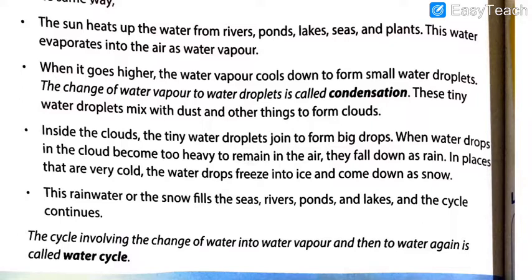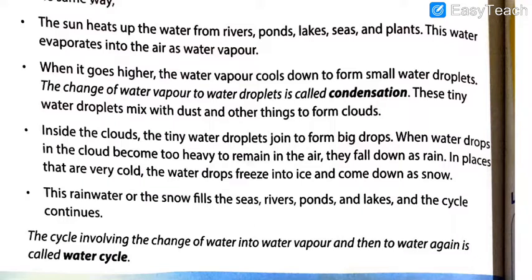So these tiny water droplets mix with the dust and other things to form the clouds. So you can see the clouds of white and pale white color. Why do only the dark clouds form the rain? This is the only reason, because water mixes with different dust particles. Inside the clouds, the tiny water droplets join to form big drops. When the water drops in the cloud become too heavy to remain in the air, they fall down as rain.